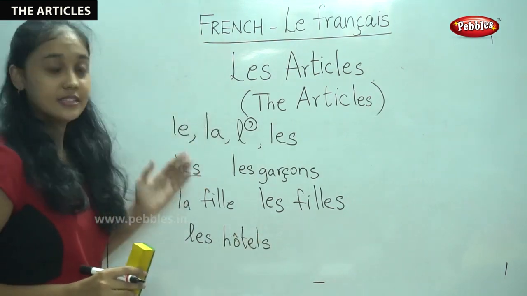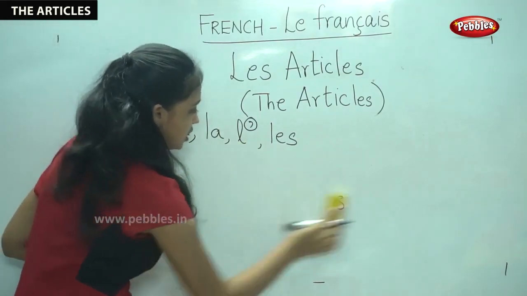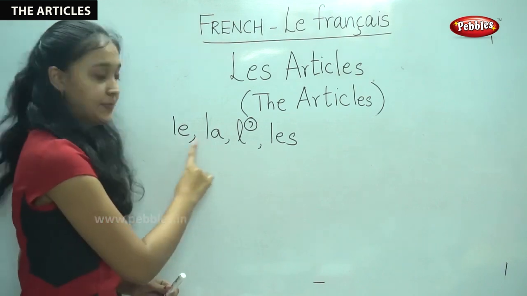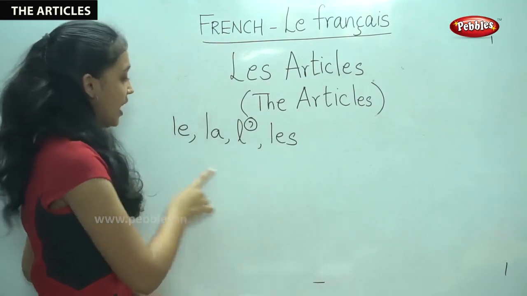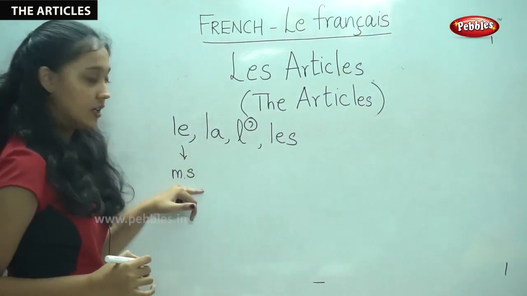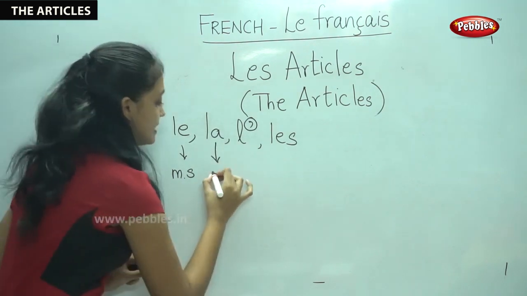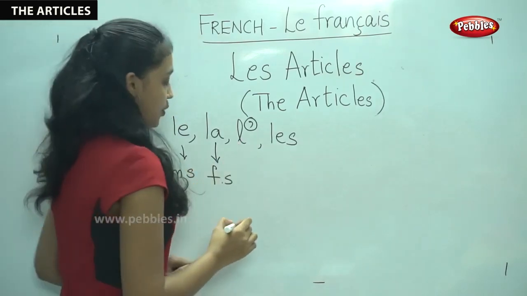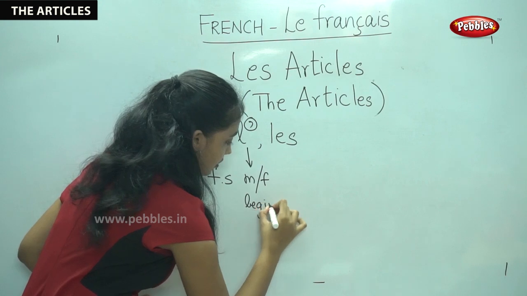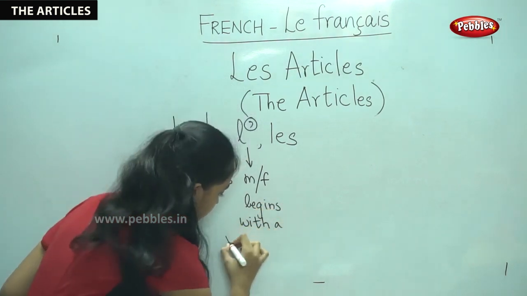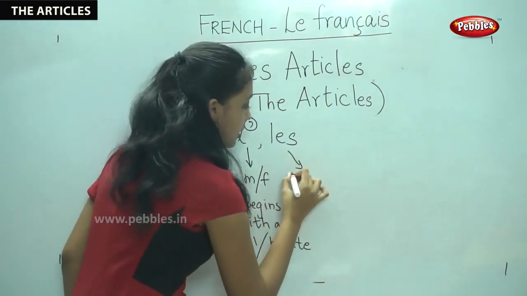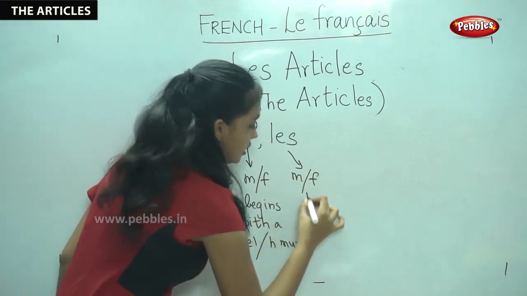So have you understood the definite article? I'll go over it once again. You just need to learn the rules and follow them. So, in the definite article, we have four: le, la, l apostrophe and les. Le comes before any noun that is masculine, singular. The word la comes before any noun that is feminine, singular. L apostrophe comes before masculine or feminine nouns that begin with a vowel or H mute. And les can be used for masculine or feminine nouns in the plural form.